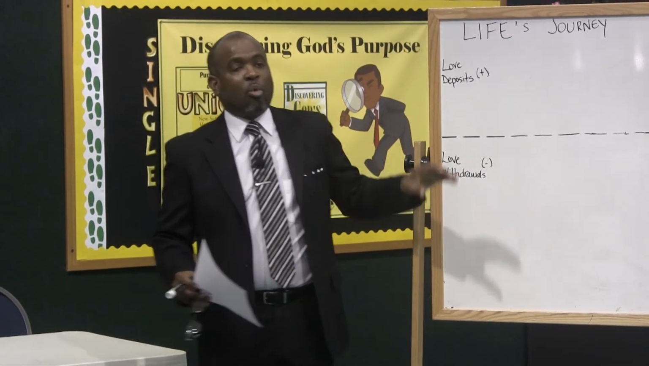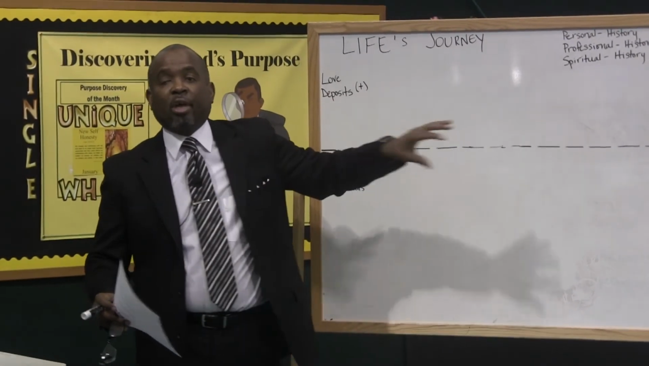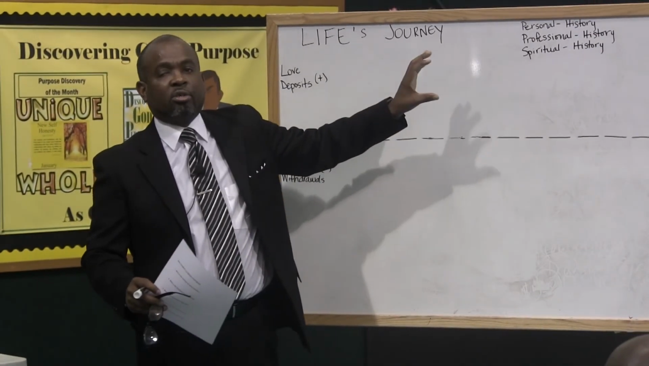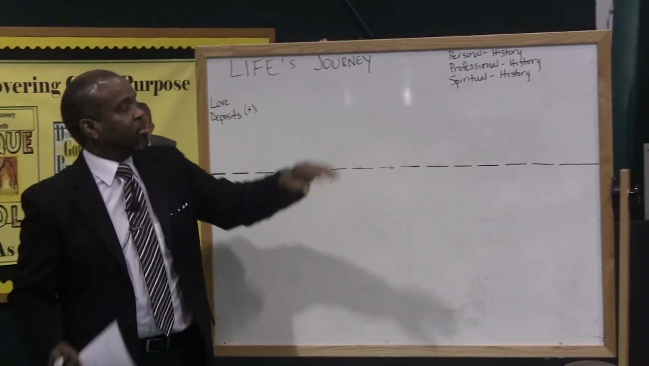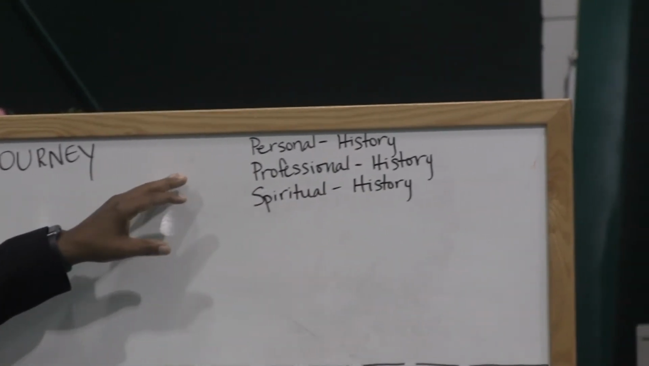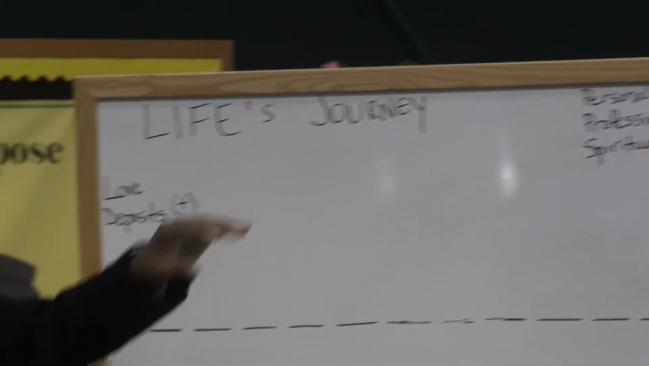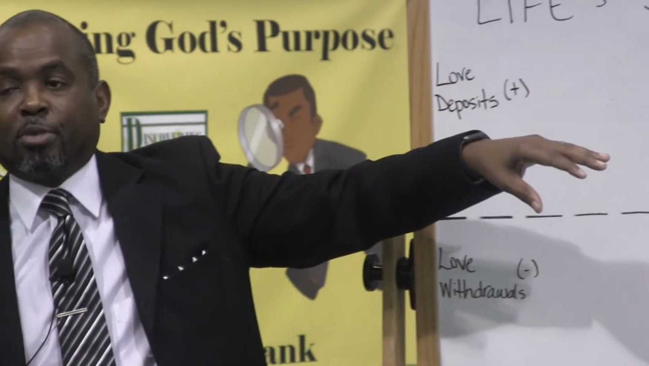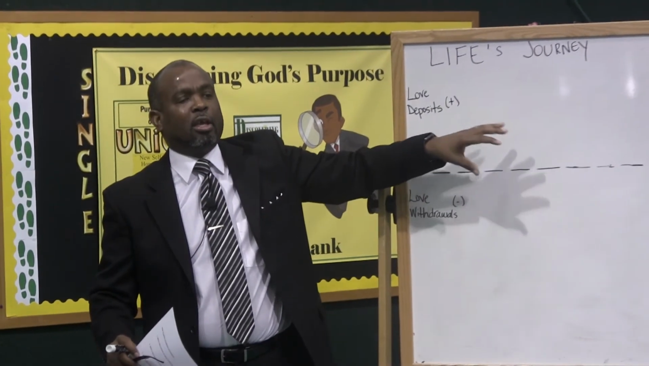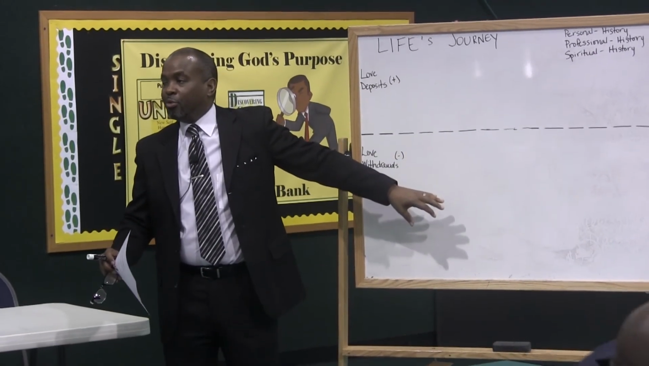Okay? And what I want us to do, the next handout that we're going to do, actually you can begin doing this without the handout. I want you to take into account 3 areas of your life, which these 5 contexts actually cover. I want you to look at your personal history. All of our lives consist of our personal history, our professional history, and then our spiritual history. We've had personal experiences, professional experiences, and spiritual experiences. And in each one of these areas, we've had love deposits, and we've had love withdrawals.